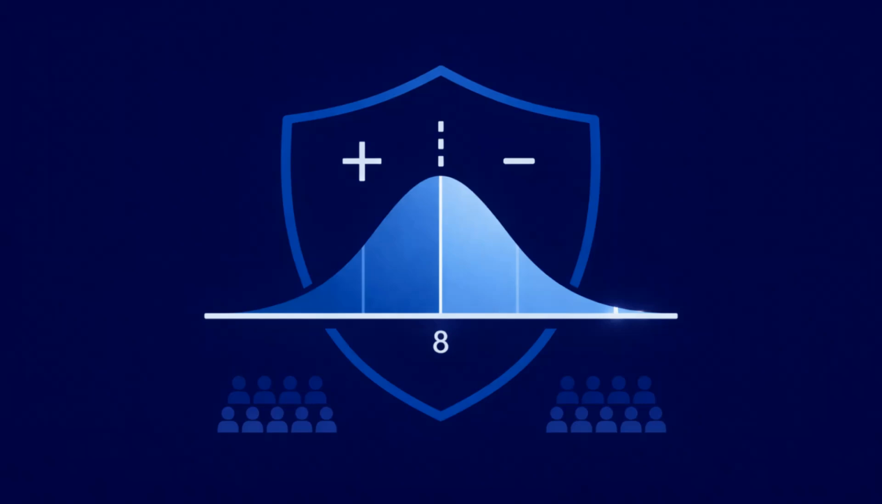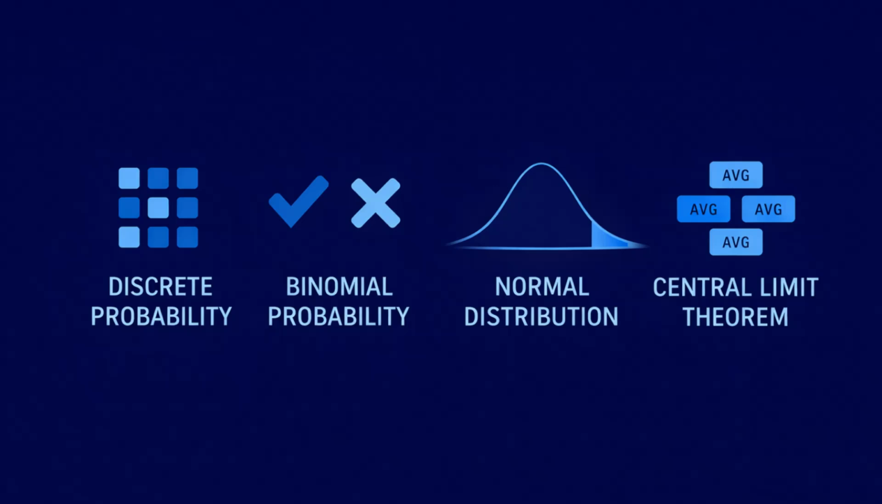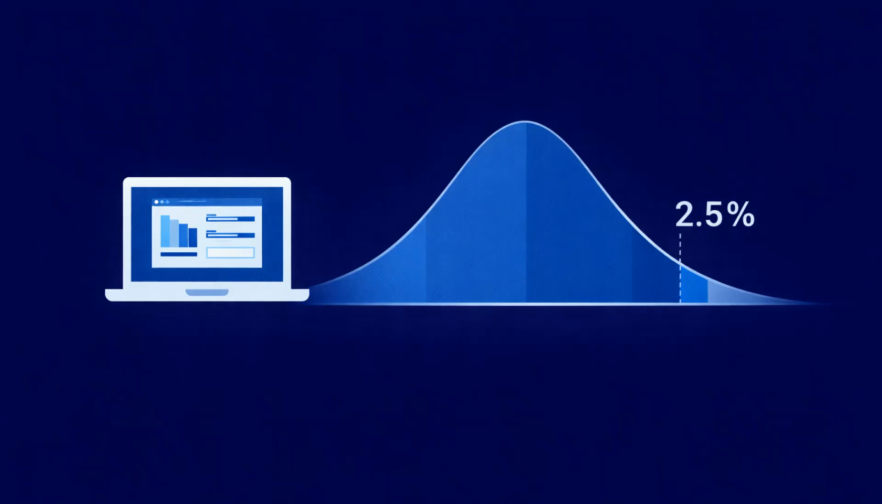Across all of these case studies, the key takeaway is that probability distributions are tools for reasoning about uncertainty. Discrete probability organizes known outcomes. Binomial probability evaluates repeated yes or no situations. Normal distributions describe continuous measurements. The central limit theorem explains why averages are more predictable than individual values. StatCrunch or another statistics calculator performs the computation, but the real skill is choosing the right model and clearly explaining what the probability means in context.